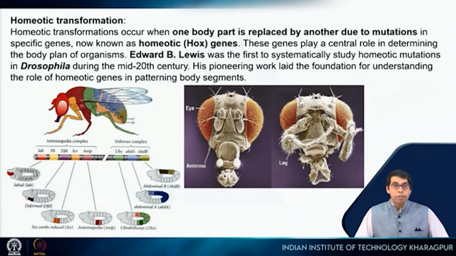Ultrabithorax is responsible for the development of the leg. Now in one experiment, this gene was deleted from here and inserted before the antennapedia. So in those mutant flies, what happened is instead of the antenna, legs came out from the head. So it means that these genes are highly modular in nature and by shifting the position, the body plan can be changed. So this was a very important discovery in the development of vertebrates.